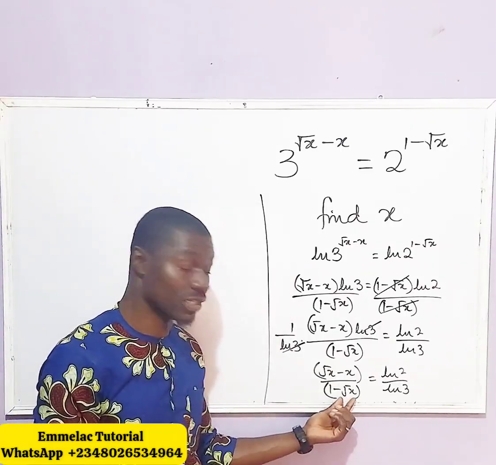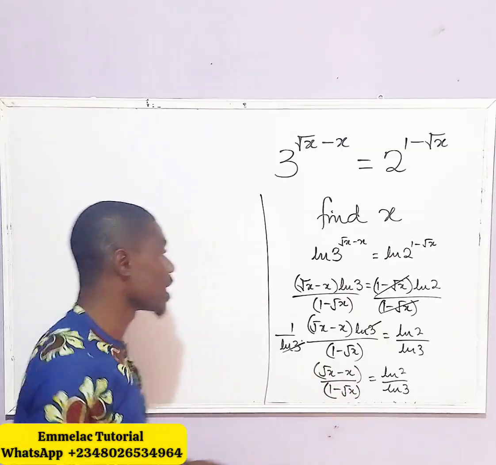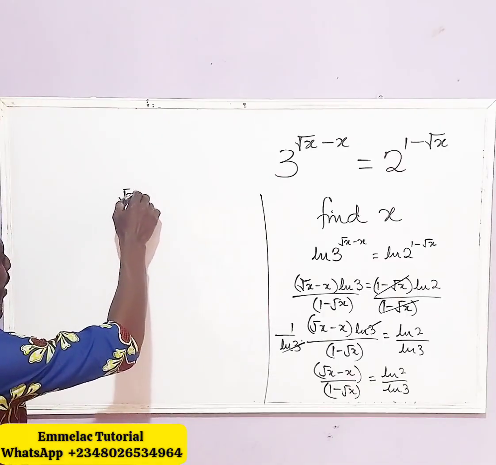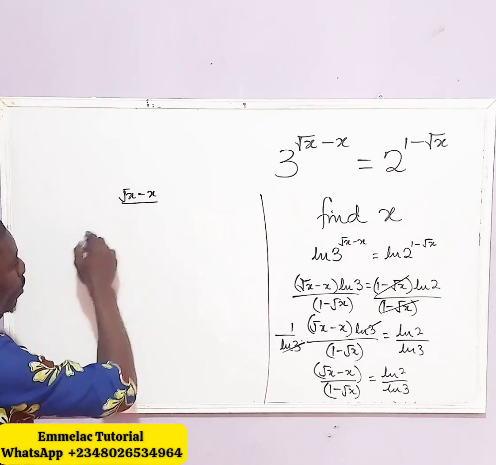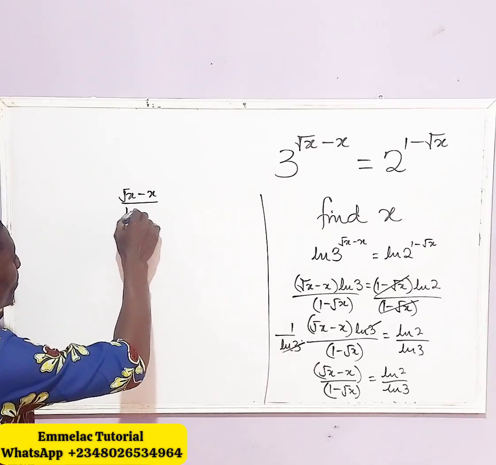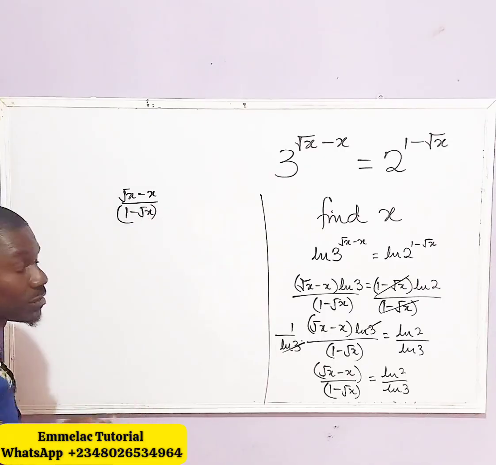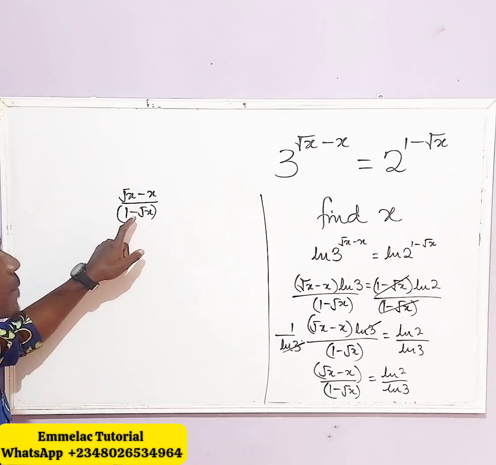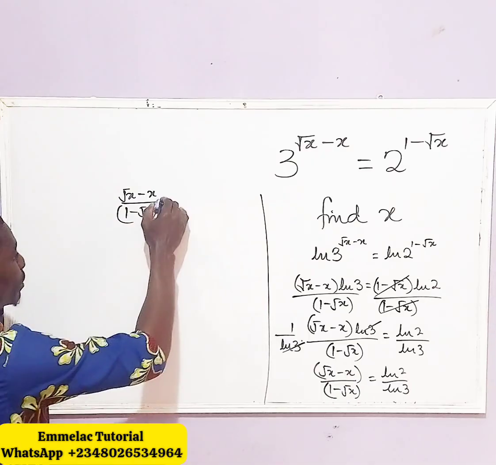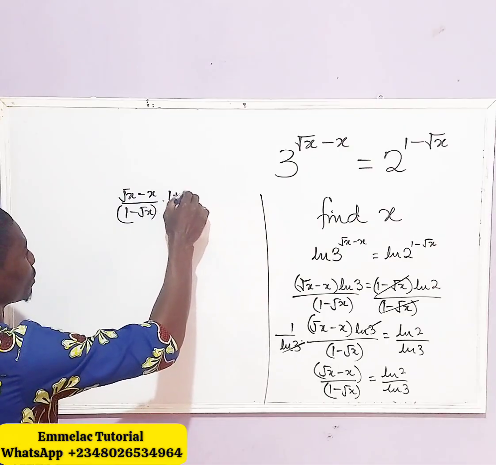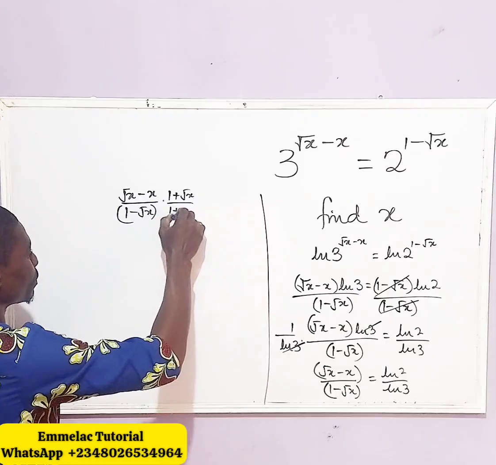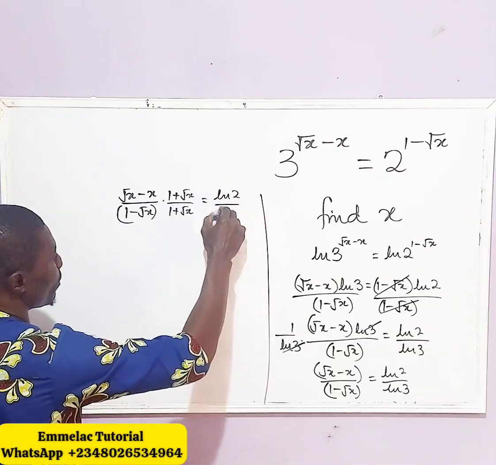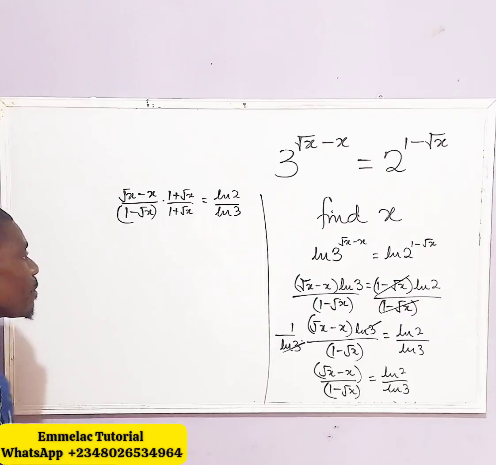Alright, now let's work on the left hand side of the equation. What we need to do here is rationalize the left hand side. By rationalizing, we multiply the numerator and the denominator by the conjugate of the denominator, which is 1 plus the square root of x, all over 1 plus the square root of x, equals ln 2 over ln 3.